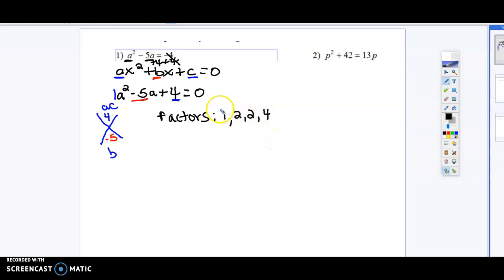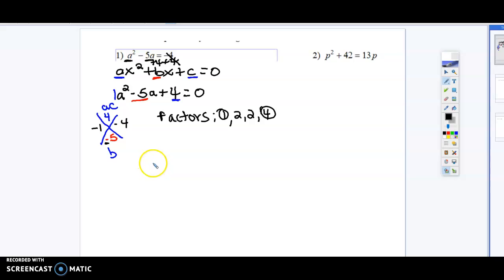A lot of y'all like to do this whole thing where you say 1 times 2 are factors of 4, but it doesn't add up to give me 5. Or you do 2 times 2 is 4, but that doesn't add together to give me 5 either. So we've got 1 and 4. But we're going to make both of those negative, and the reason why is because we're trying to get to a -5.